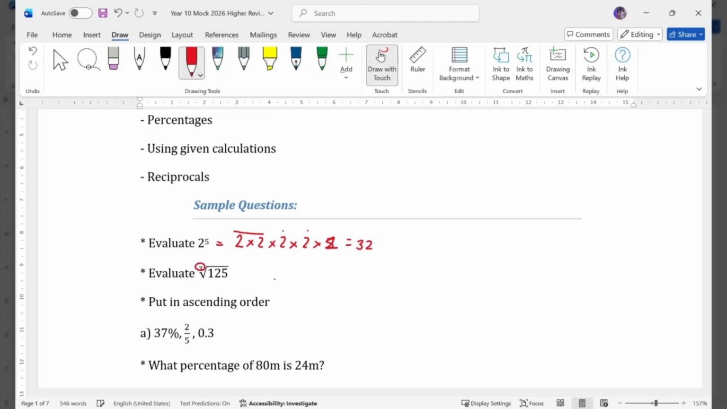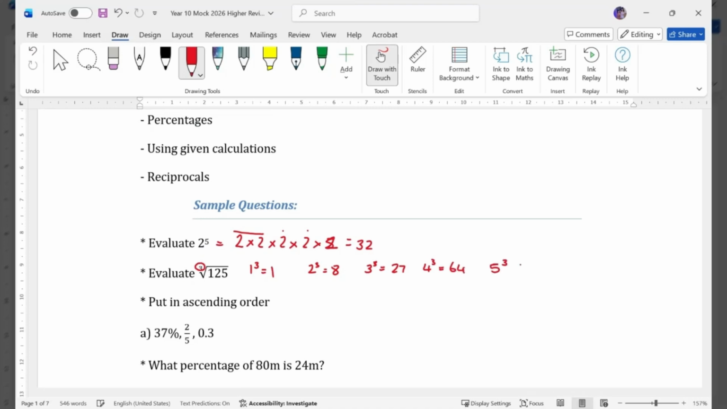The cube there means what number times by itself 3 times makes 125. So for example, is it 1 cubed? No, because 1 cubed is 1. And is it 2 cubed? No, not these as well. 3 cubed, 3 times 3 times 3, is 27. 4 cubed is 64. And then 5 cubed.